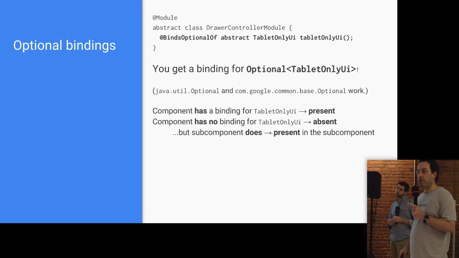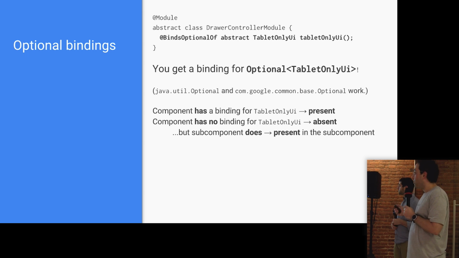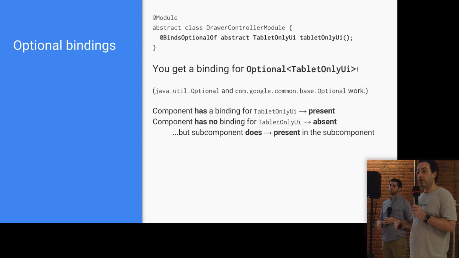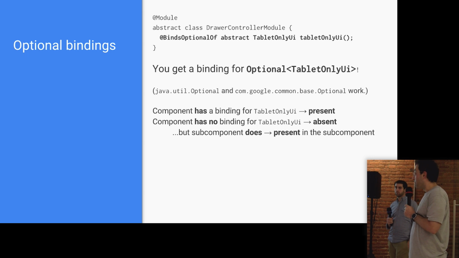Both java.util.Optional and Guava's common.base.Optional work, and you get a binding for Optional<TabletOnlyUI> and Optional<Provider<TabletOnlyUI>> and all of those other things. And the way it works is, if a component has a binding for TabletOnlyUI, the Optional that you get is present, and its value is whatever the provider would have normally given you if you just injected that thing. If the component has no binding for TabletOnlyUI, you get an absent Optional.